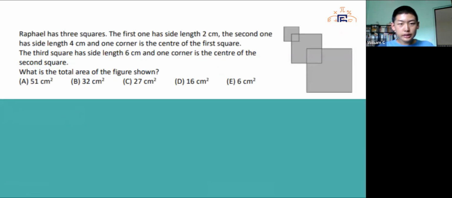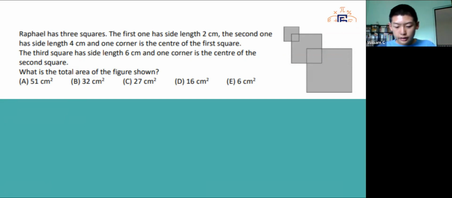Raphael has 3 squares. First one has side length 2 centimeters. Second one has side length 4 centimeters. And then 1 corner is in the center of the first square. The third square has a side length of 6 centimeters, and 1 corner is in the center of the second square. What is the total area of the figure shown?